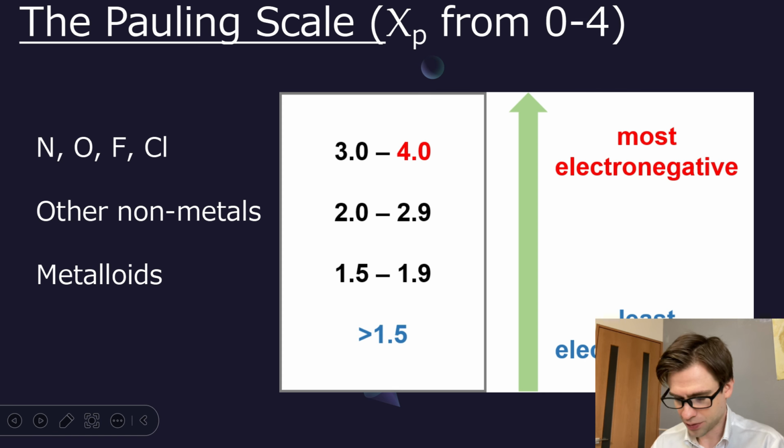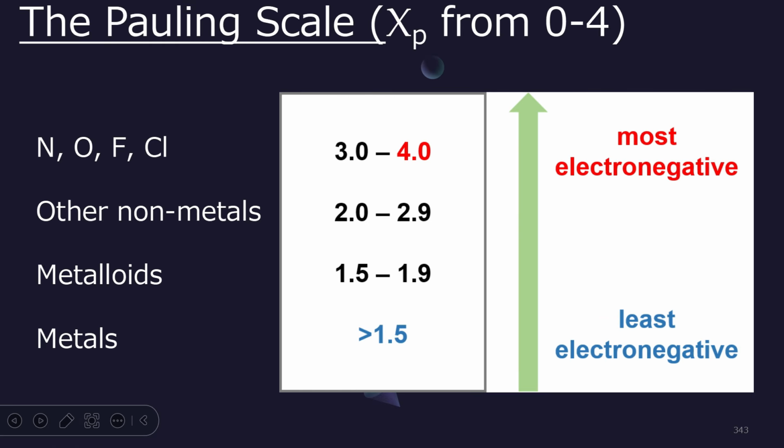And then 1.5 to 1.9 is the metalloids, or things that are near the bottom of the periodic table, or along the metalloid staircase, if you've learned about that. So these are lower than the nonmetals, but they still have some electronegativity. And then we get to the metals, especially down low and on the left side of the periodic table, the alkali metals and the alkaline earth metals, less than 1.5.